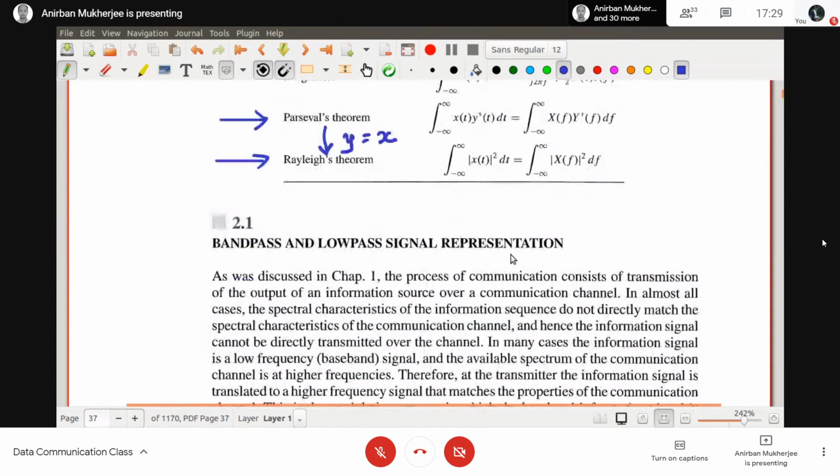Anyway, now we will talk about bandpass and low-pass signal representation. Why have I suddenly jumped to this? I will again go to baseband modulation, then it will be clear to you why it is required.